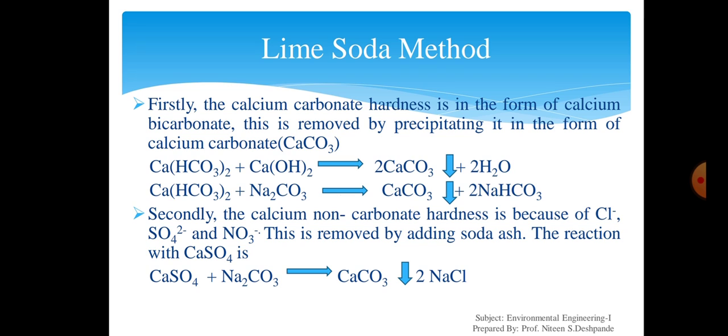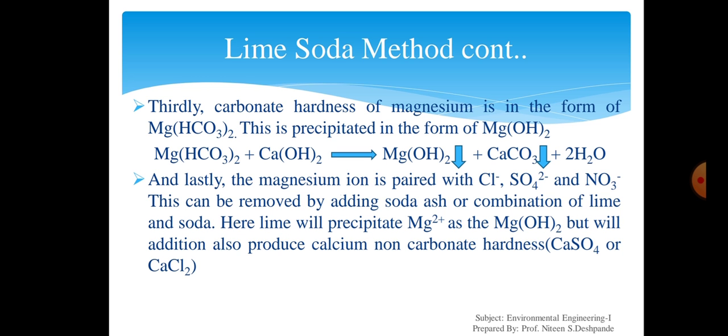So in this way we can reduce the hardness which is caused by calcium non-carbonate hardness. Okay. Thirdly, the third step is carbonate hardness of magnesium, which is in the form of Mg(HCO3)2, and this is precipitated in the form of Mg(OH)2.